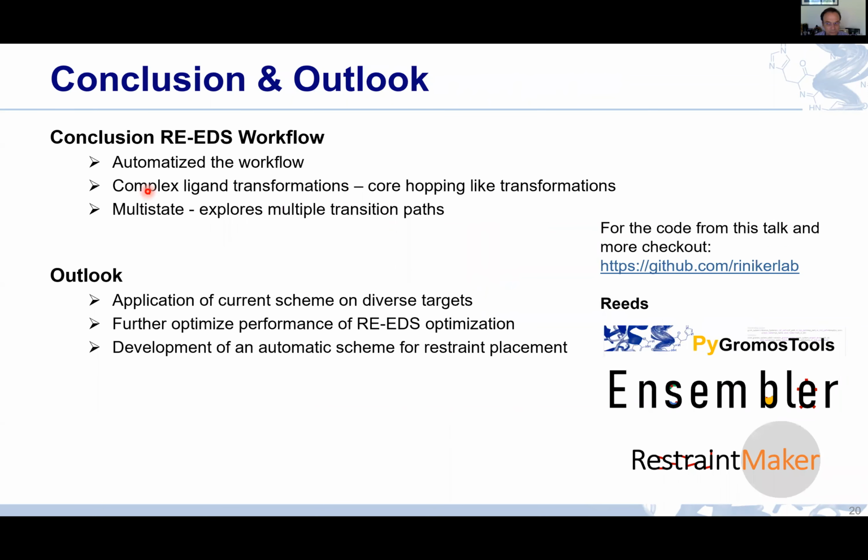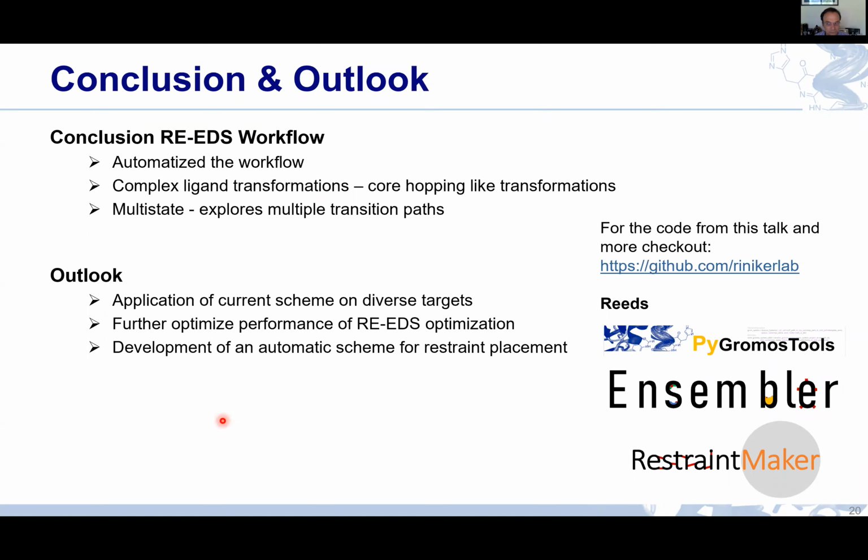So I presented you an automatized workflow that is able to do these complex core hopping-like transformations in a multi-state method, which is actually, I think, a very interesting aspect of this method. If you're interested in the code, you can check out the GitHub from the Replica lab. There we have all the different repositories that were required for the project and the talk.